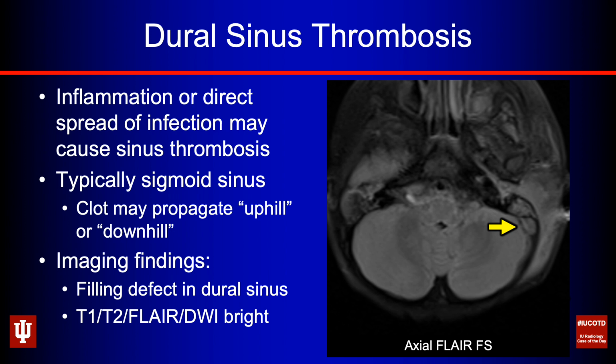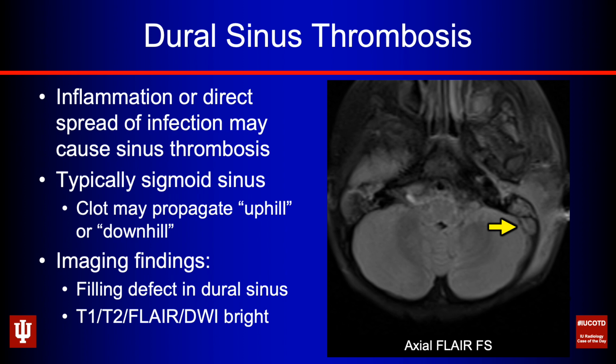Depending on the age of the blood products contained within the thrombus, you may get T1 and T2 shortening and prolongation effects. So the signal intensity varies depending on the age of blood products. But I think looking for areas that have asymmetric increased T1 or T2 or FLAIR or diffusion signal intensity within the adjacent dural venous sinus can be quite helpful.